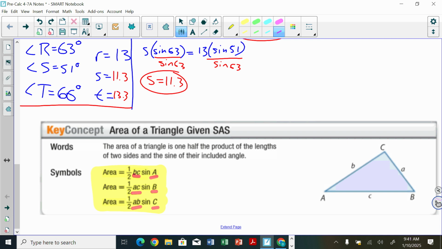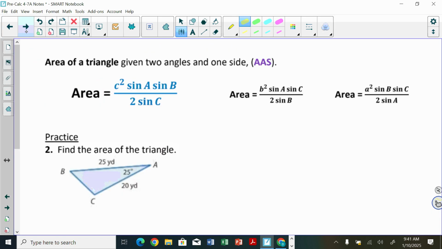Another one, and this is for side, angle, side: we've got 2 sides and an angle in between them. So we just have to pick what formula works the best. There's another one that works on the next slide, area of a triangle when 2 angles and 1 side are given. If we're given angle, angle, side, we can use this formula here. Area equals C squared times the sine of A times the sine of B over 2 times the sine of C.